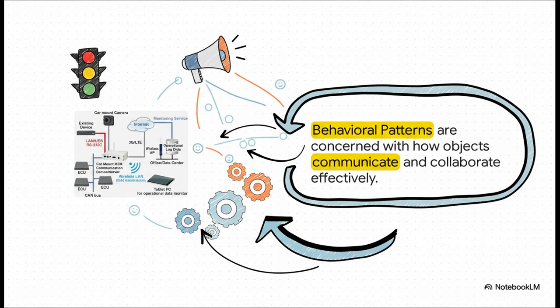And last but not least, we have the behavioral patterns. These guys are the communication directors of your code. They don't really care about what your objects are. They care about how they talk to each other, how they pass around responsibilities, and how they work together to get big, complicated jobs done without tripping over each other.